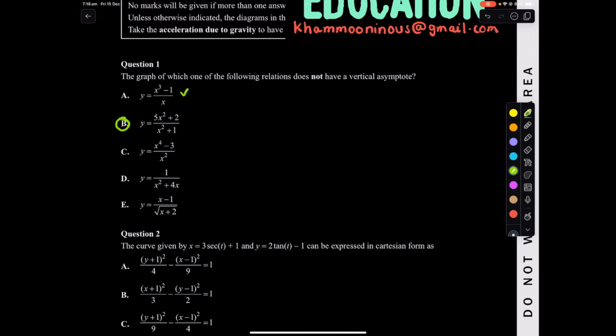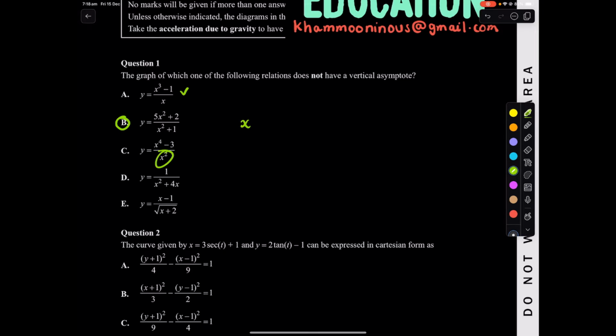So next one, x squared. If we let x squared equal 0, x equals 0. Also an asymptote at x equals 0, so a vertical asymptote. Also the same for this. x plus 4, we have 2. So we have x equals 0 and x equals negative 4. We have 2 vertical asymptotes. The last one, square root of x plus 2 equals 0, which is just x plus 2 equals 0, x equals negative 2, we also have a vertical asymptote. So yeah, only B is your answer.